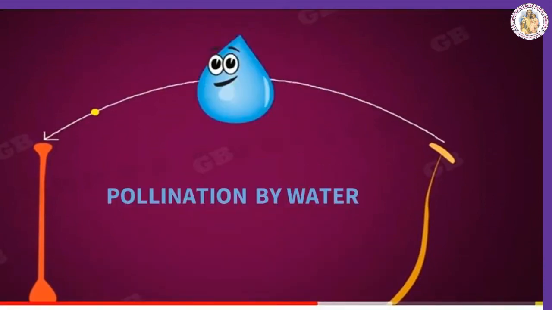Pollination by water. Pollination with the help of water is called hydrophily. It takes place in aquatic plants. Pollen grains are produced in large numbers. Pollen grains float on the surface of water till they land on the stigma of a female flower. Example, hydrilla.